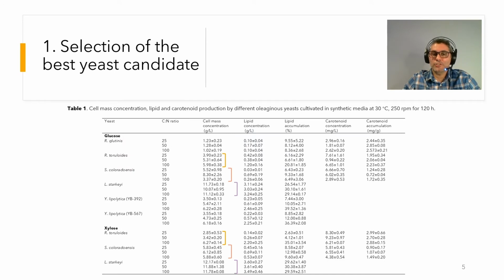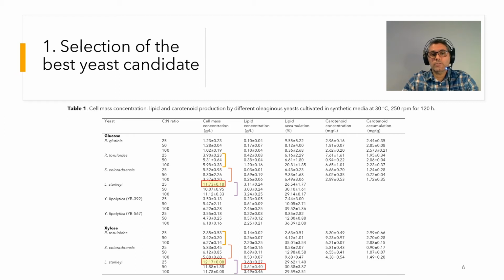The results show that only Rhodosporidium toruloides, Cystobasidium coloradoensis, and Lipomyces starkeyi were able to metabolize both glucose and xylose as carbon sources for cell growth. Among them, Lipomyces starkeyi presented the best growth performance in terms of final cell density, reaching a cell mass concentration of 11.7 grams per liter in glucose media and 12.2 grams per liter in xylose media after 120 hours.